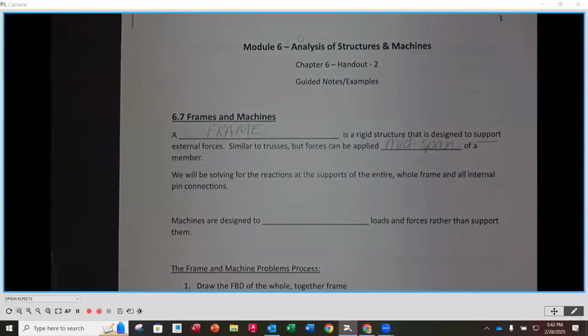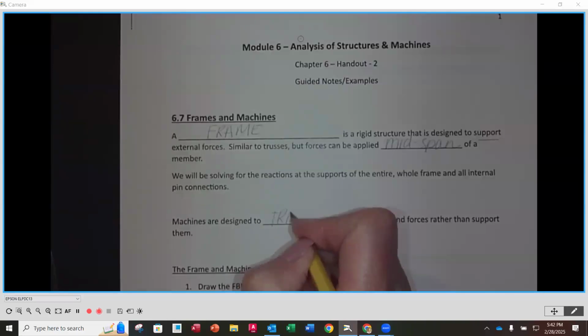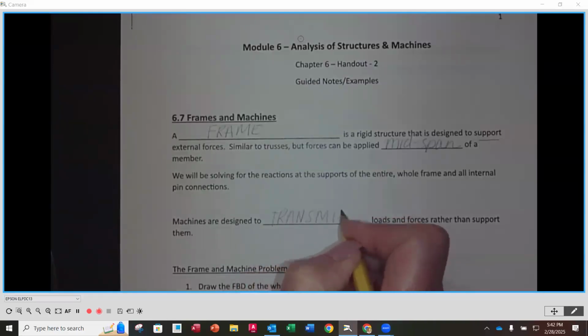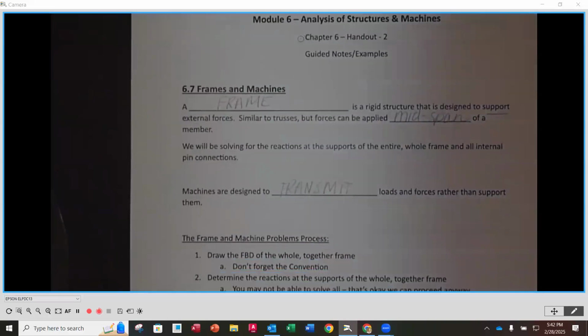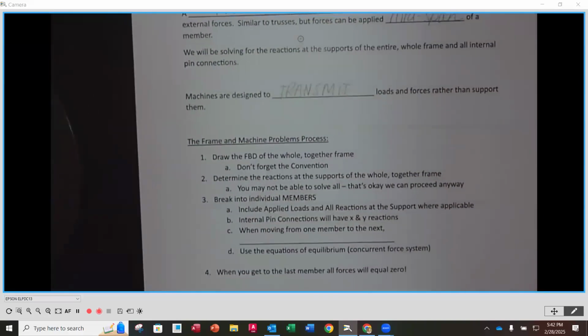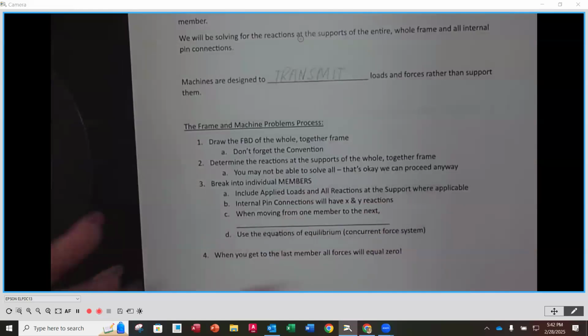Machines, on the other hand, are designed to transmit loads and forces rather than to support them. So in the second half of Chapter 6, we're going to be looking at both of these, frames and machines, and we're going to be looking at frames first. Now you'll notice down here, there is a procedure for solving frame and machine problems.